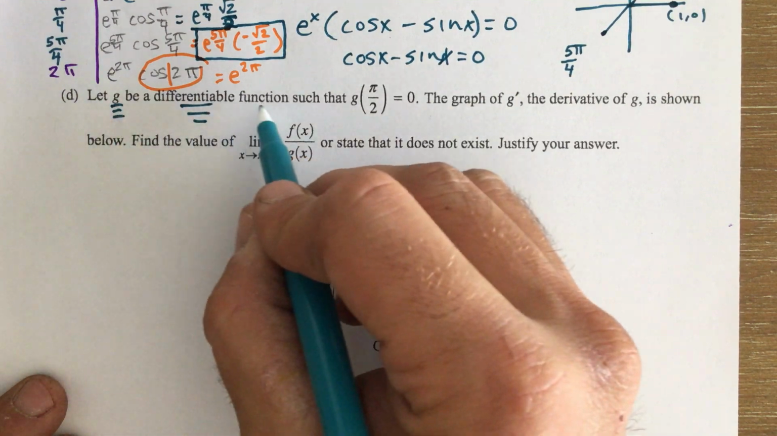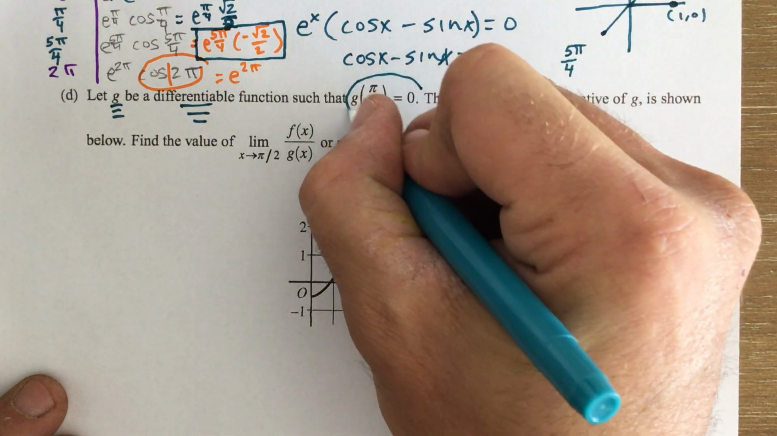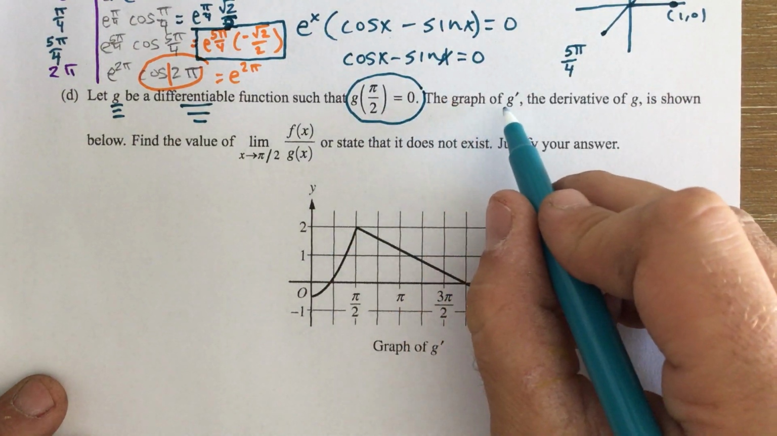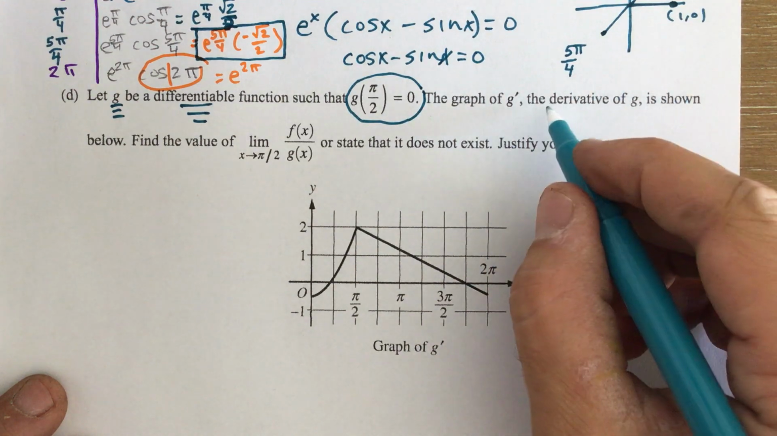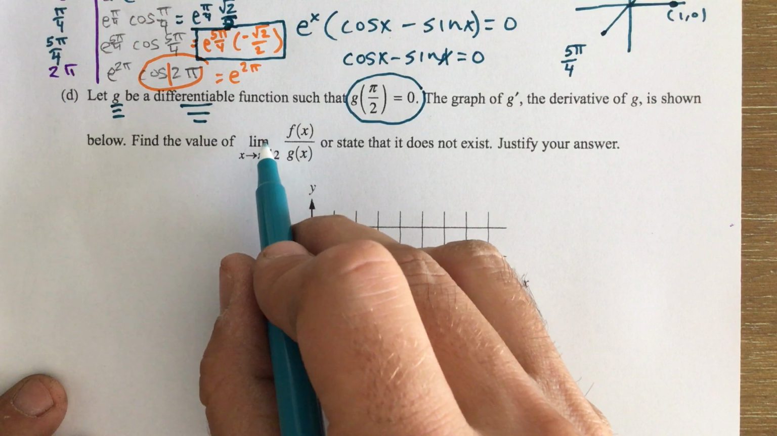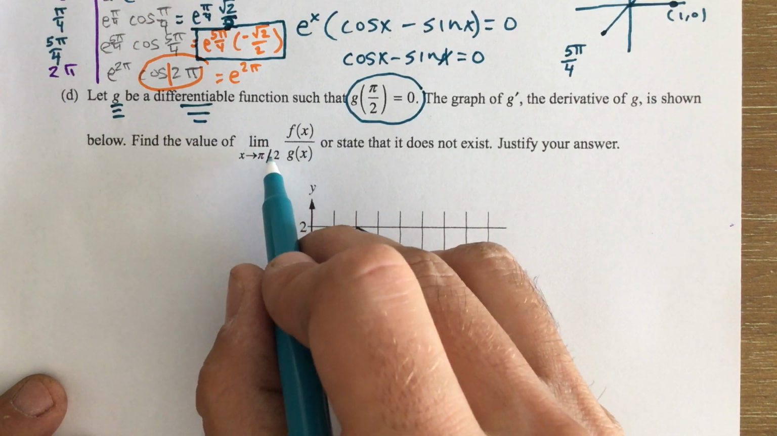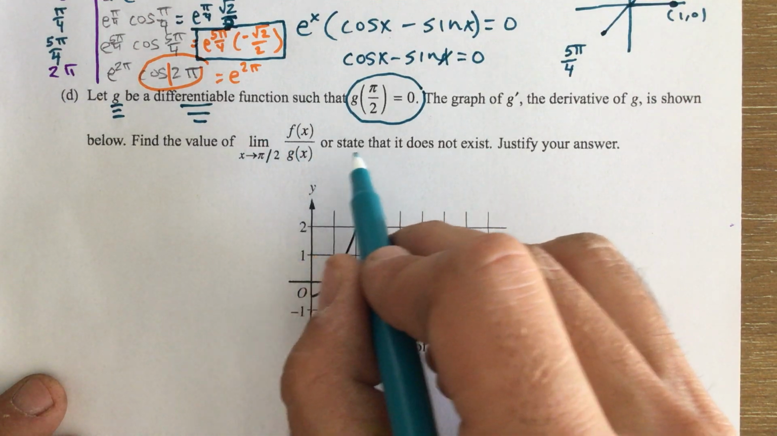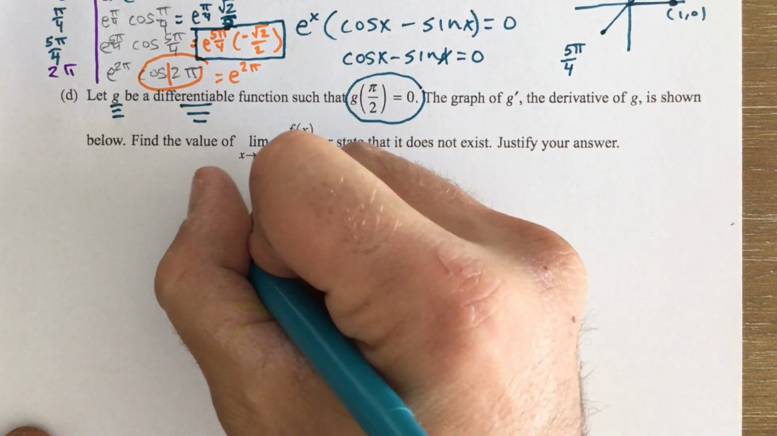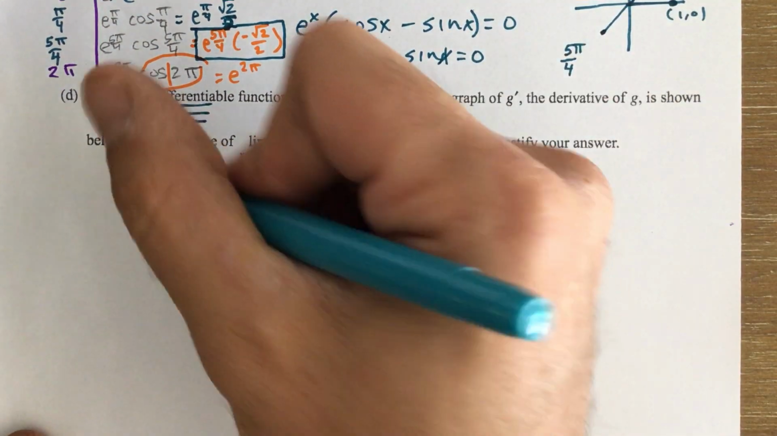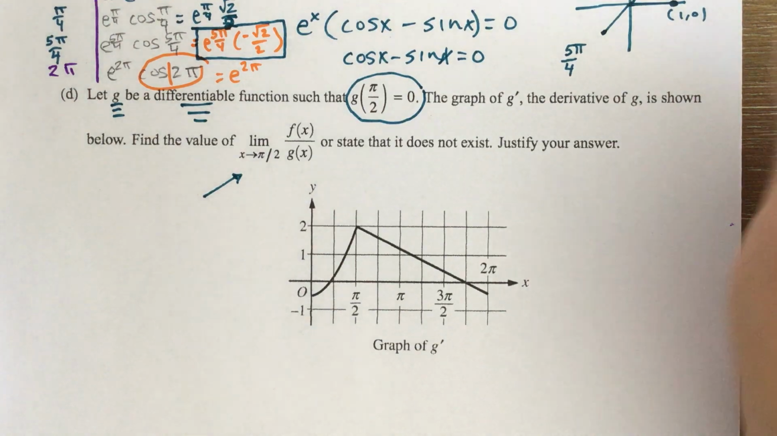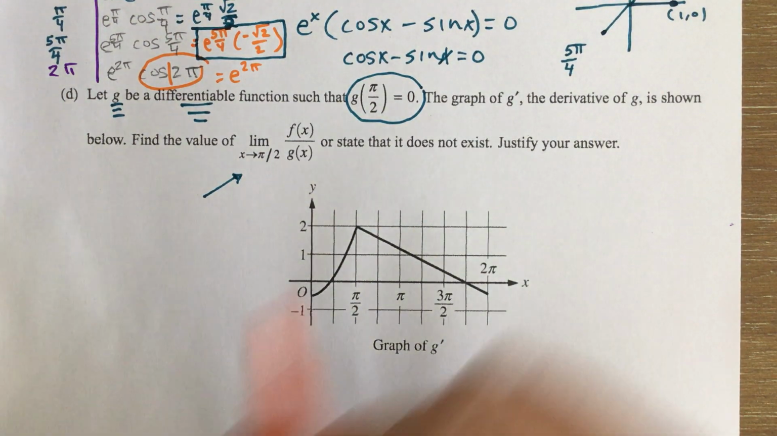Let g be a differentiable function such that g of pi over 2 equals 0, an initial condition. The graph of g prime, the derivative of g, is shown below. Find the value of the limit as x goes to pi over 2 of f of x over g of x, or state that it does not exist. Okay, so basically the first thing I think when I see that, at least in the back of my head, is L'Hopital's rule. May it happen? Last time it didn't happen. I was thinking it was, but it didn't. Maybe this time it will.